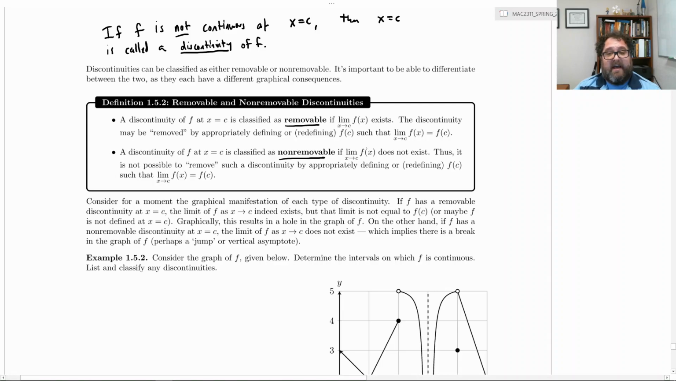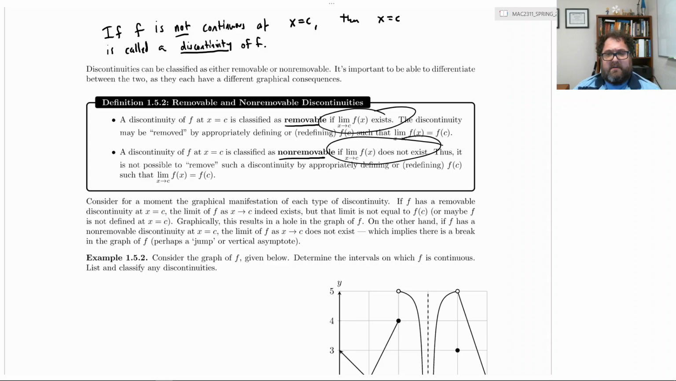A discontinuity at x equals c is removable if the limit as x approaches c exists. So if you're trying to figure out if a discontinuity is removable, you need to show that the limit exists. And it's non-removable if the limit does not exist as x approaches c. Again, continuity and limits are inextricably linked, two sides of the same coin. A discontinuity is called removable if the limit exists, and non-removable if the limit does not exist.